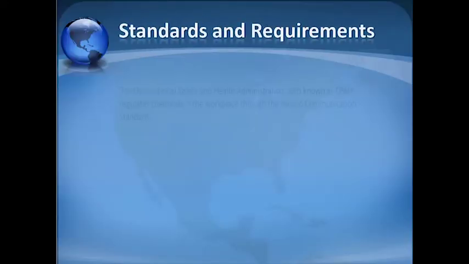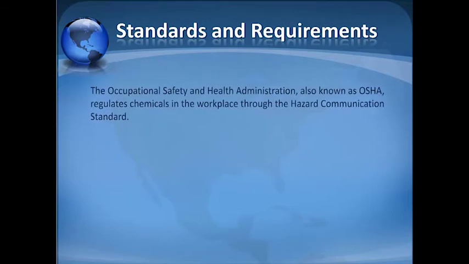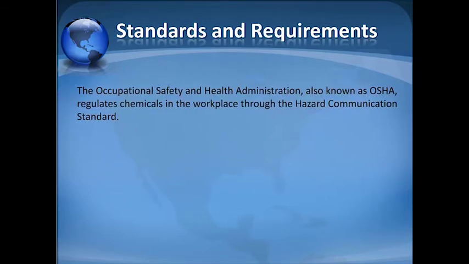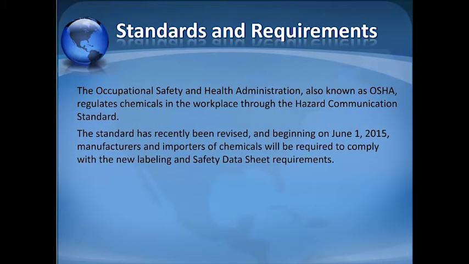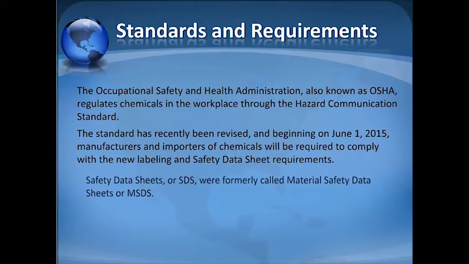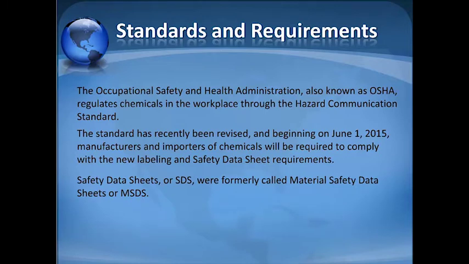The Occupational Safety and Health Administration, also known as OSHA, regulates chemicals in the workplace through the Hazard Communication Standard. The standard has recently been revised, and beginning on June 1, 2015, manufacturers and importers of chemicals will be required to comply with the new labeling and safety data sheet requirements. Safety data sheets, or SDS, were formerly called Material Safety Data Sheets, or MSDS.